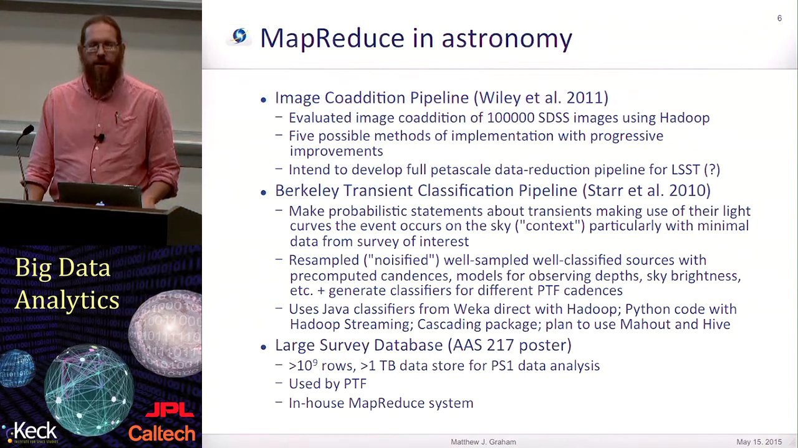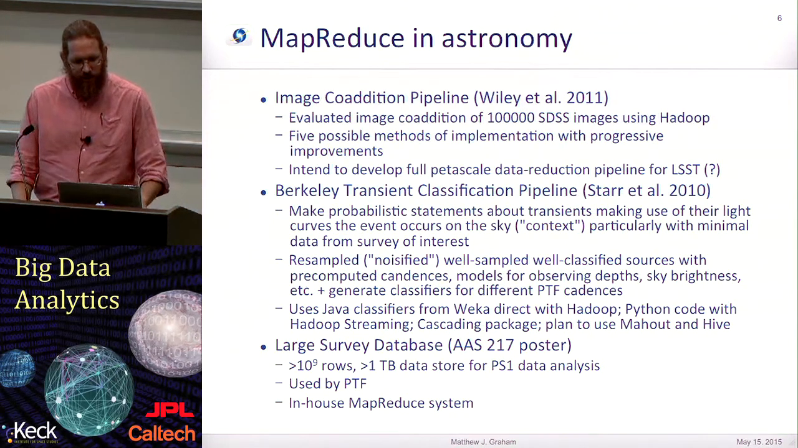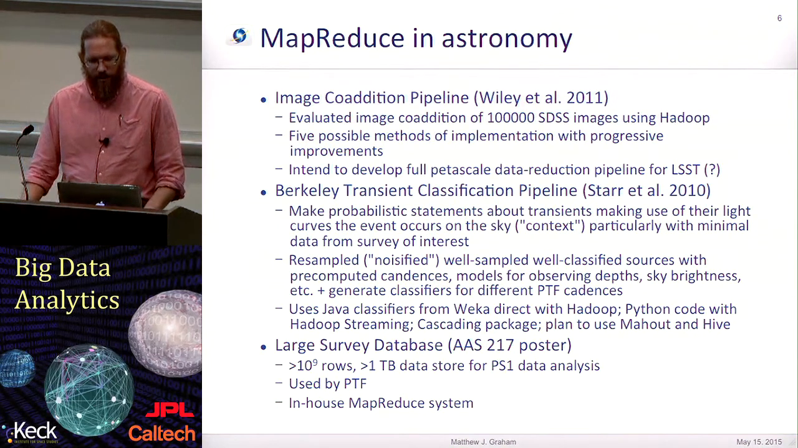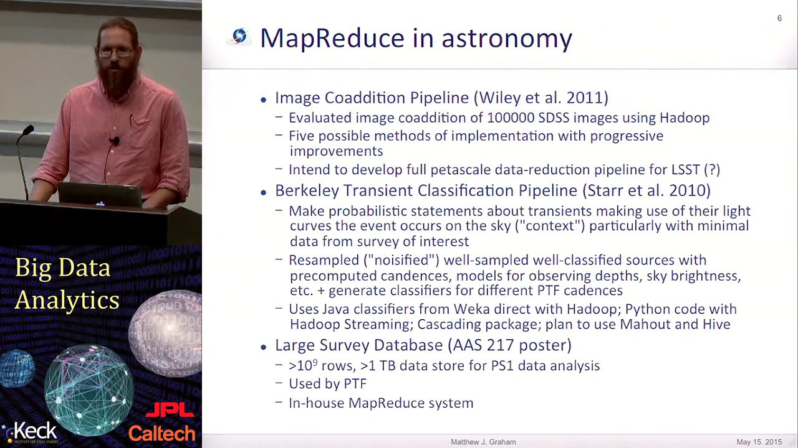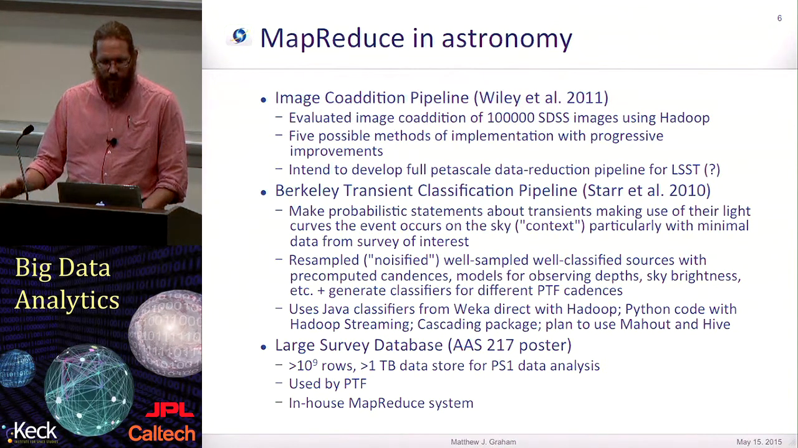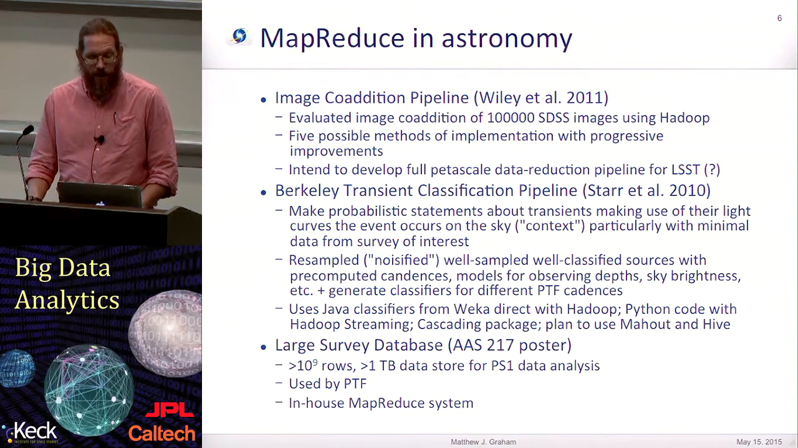It used a particular part of Hadoop called Hadoop streaming, which allows you to work with a data stream rather than with static data. It makes use of a thing called Cascading, which is for wiring things together. And the intent, certainly in the publications, is to use what's called Mahout and Hive, which are different libraries under Hadoop.